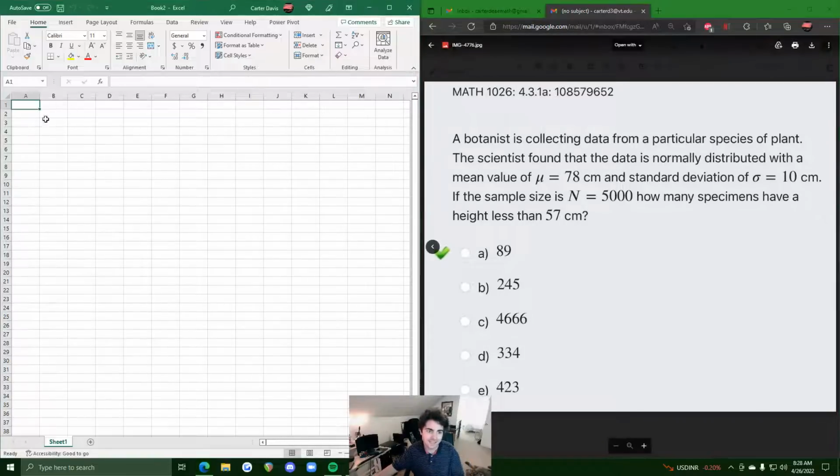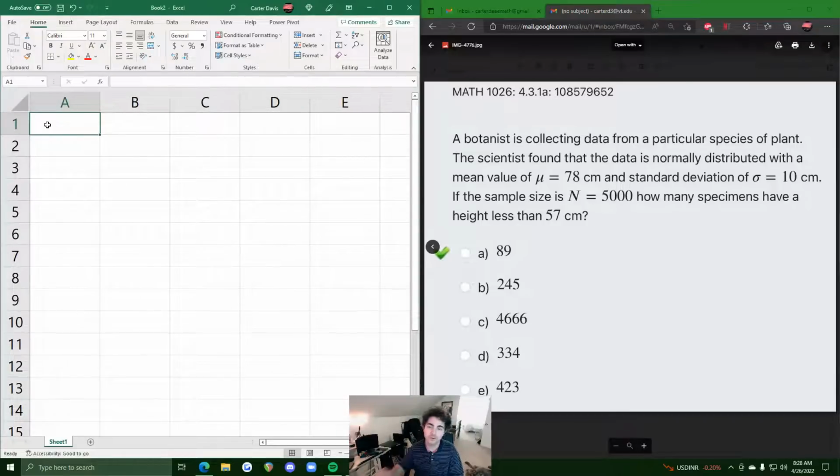So starting with less than, again, very similar to 431D. Let's jump right into it. They give us the mean as 78, the standard deviation as 10, and then the sample size as 5,000. So we won't use the 5,000 until the very end, and I'll talk about why. What we'll do first is find the probability of having less than 57 centimeters, of how many specimens have a height less than, yeah, you get the idea.